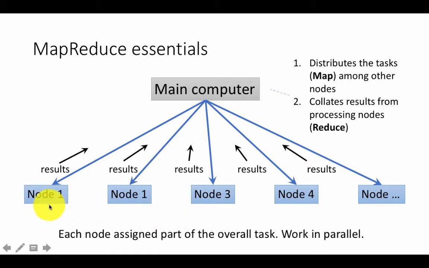a different set of different size, right? So this may have computed the average of 1 million rows. This may have computed the average of 2 million rows, right? So the main computer, when it's accumulating all the averages, has to apply appropriate weights to the individual averages.